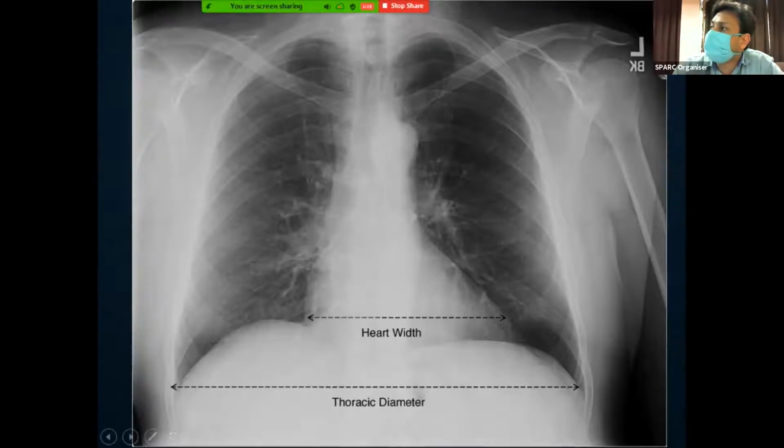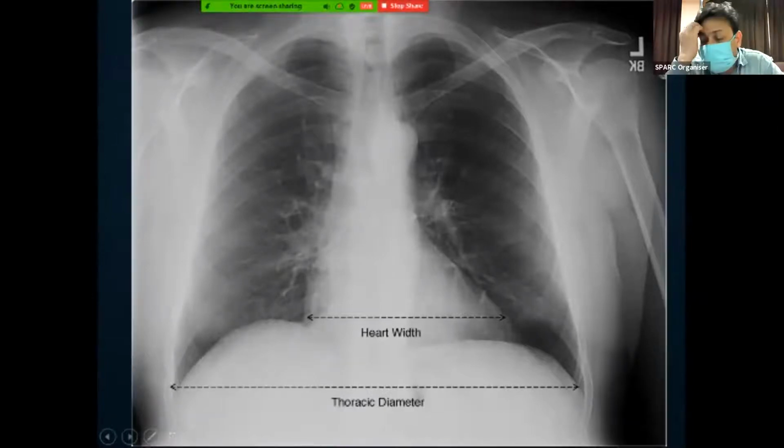So we take the widest diameter of the heart, that is the heart width, and then we take the internal thoracic diameter, the maximum thoracic diameter inside the margin of the ribs, and we take this as the internal thoracic diameter, and the heart width should be less than 50% of this internal thoracic diameter.